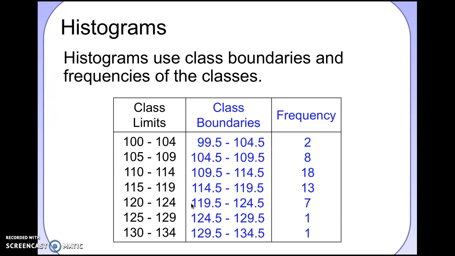Histograms use class boundaries and frequencies of the classes. We already created this frequency distribution chart in section 2.1, so this has already been done for you. As you can see, there are the class limits, but when you create that histogram, we're using the class boundaries and the frequencies.